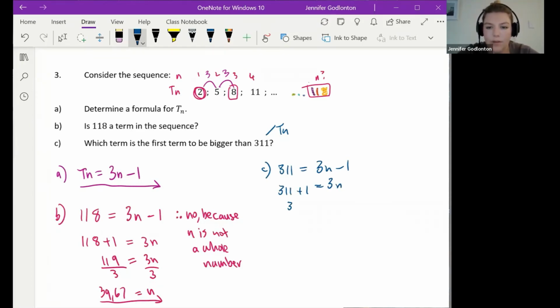Good. And then I said 312 divided by 3, and that gave me... wait, I lost the answer somewhere on my page. Okay, but this was all good so far. So that would give me 104. Okay, so MK, that's great so far. We get to this point over here. So we find out that n is 104. So what does that mean about this question?